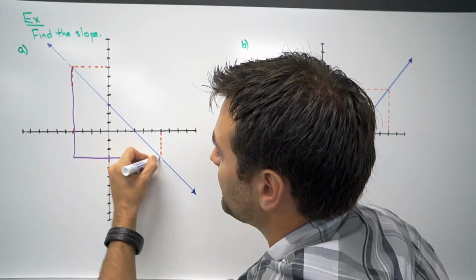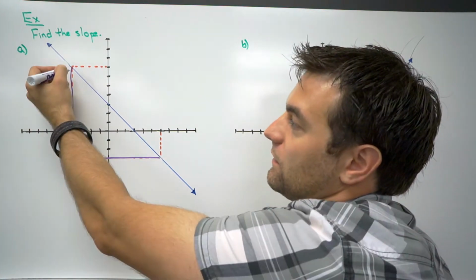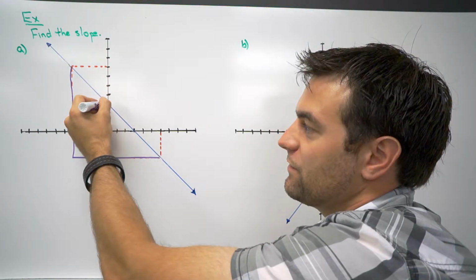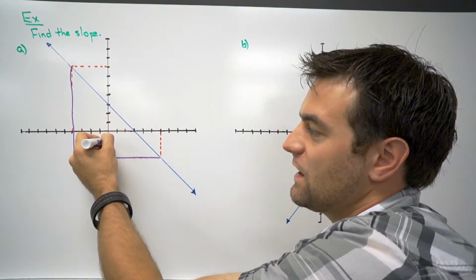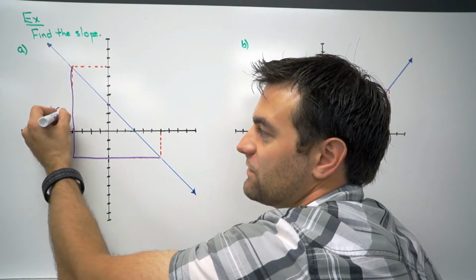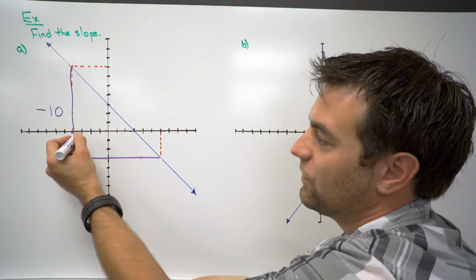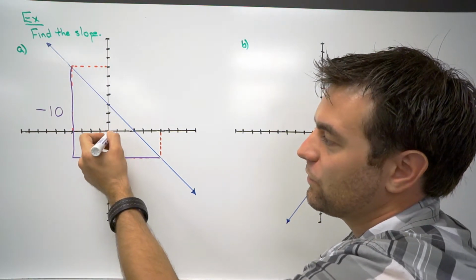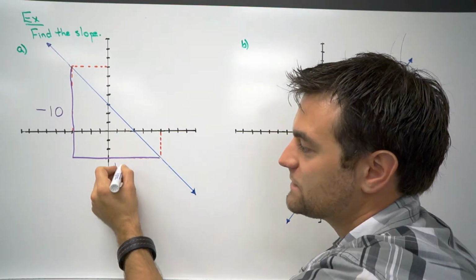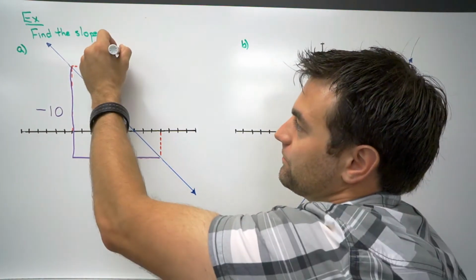So I go from one point to the other, and then I count the rise. In this case, it goes 1, 2, 3, 4, 5, 6, 7, 8, 9, 10. It goes down 10. So that's a negative 10 for the rise. And then the run, I count over. 1, 2, 3, 4, 5, 6, 7, 8, 9, 10. So it runs 10 as well. So the rise is negative 10 and the run is 10.